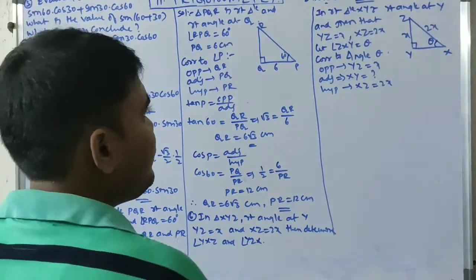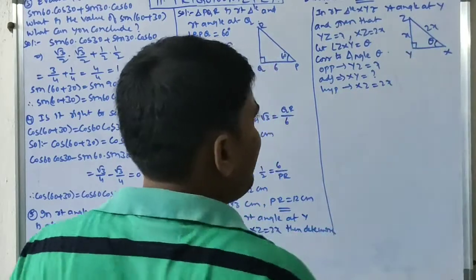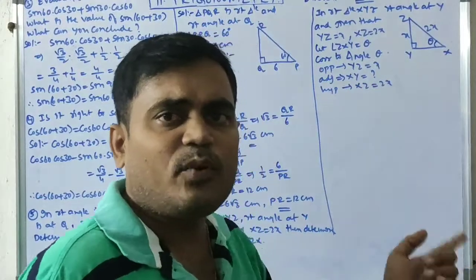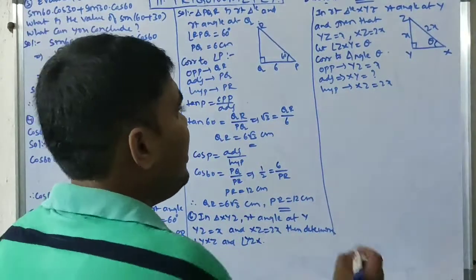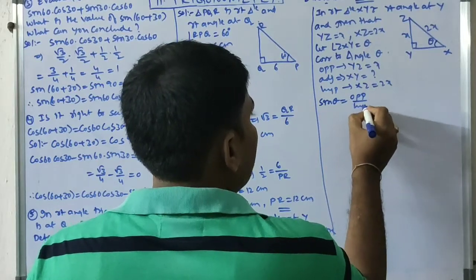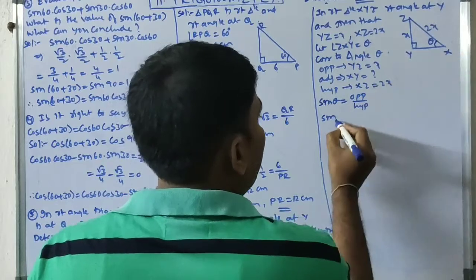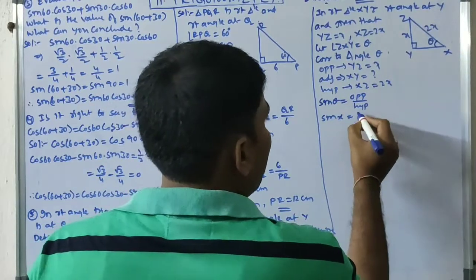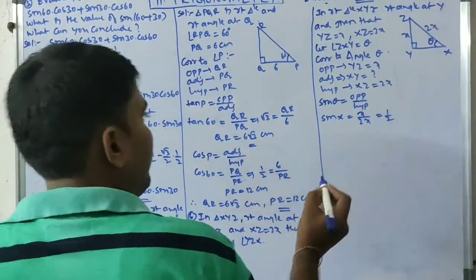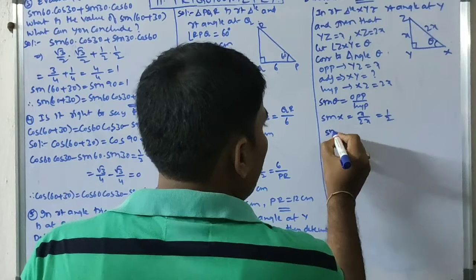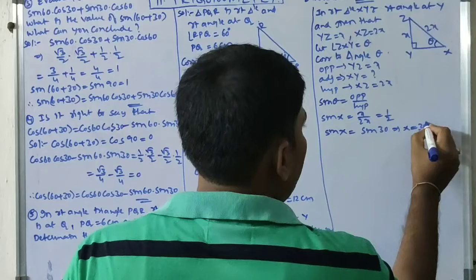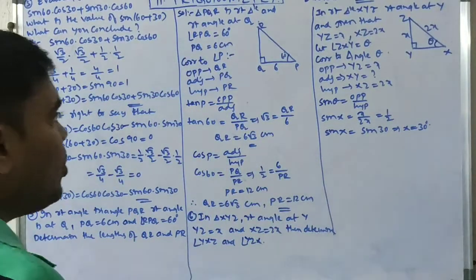Which trigonometric ratio will we choose? This is opposite, this is hypotenuse. The relation between opposite and hypotenuse is sin theta equals opposite by hypotenuse. So sin theta equals x over 2x, cancel, 1 by 2. So sin theta equals 1 by 2, and sin 30 is 1 by 2. So theta equals 30 degrees. So angle X equals 30 degrees.